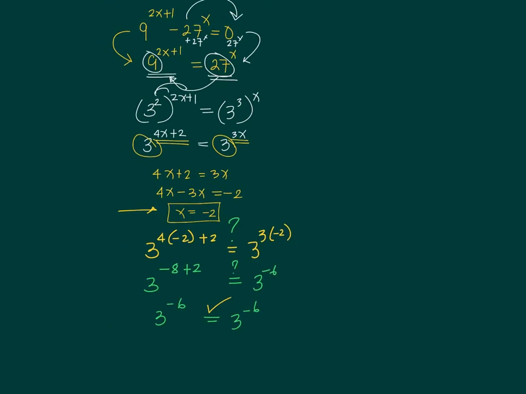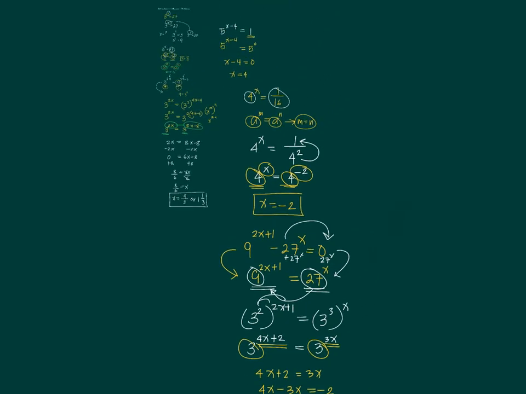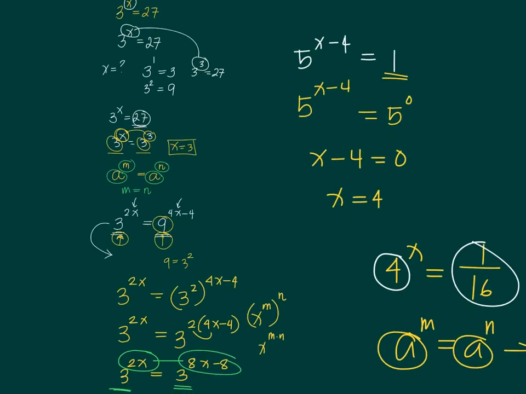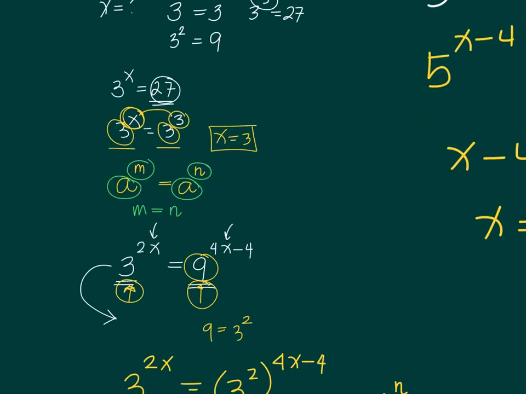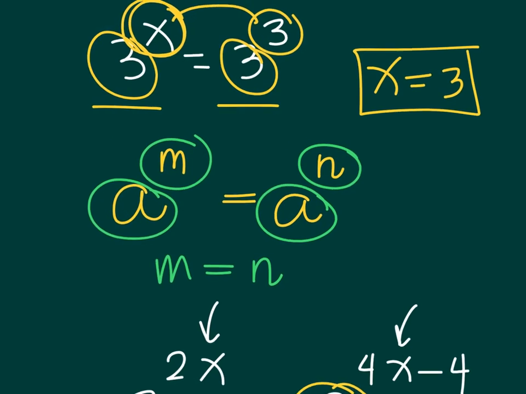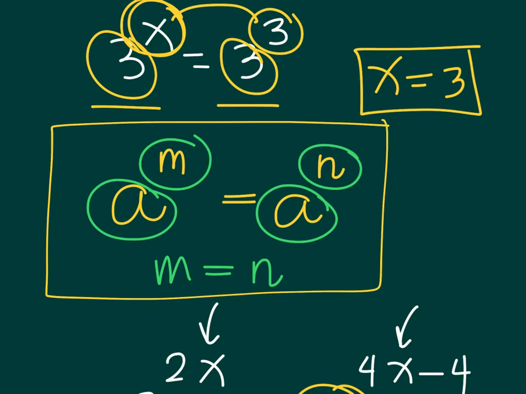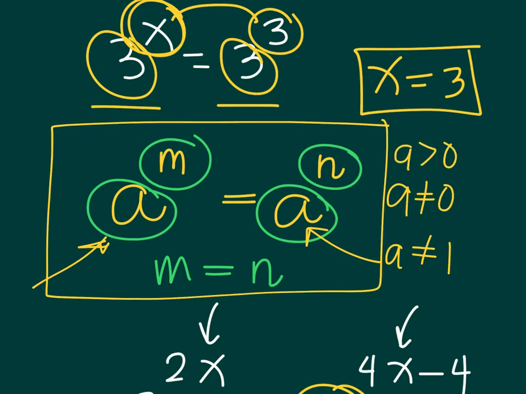Okay, so these are the basics of solving exponential equations. Again, the main idea came from understanding that if a raised to m is equal to a raised to n, then m is equal to n. For further note, we use this formula for any acceptable value of a, and that means a should not be negative, and a should not be 0, and a should not be equal to 1. So a must be a positive number.